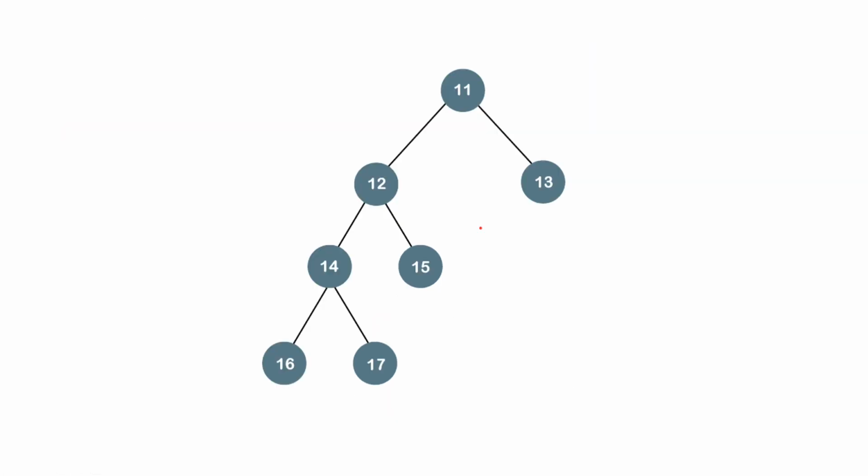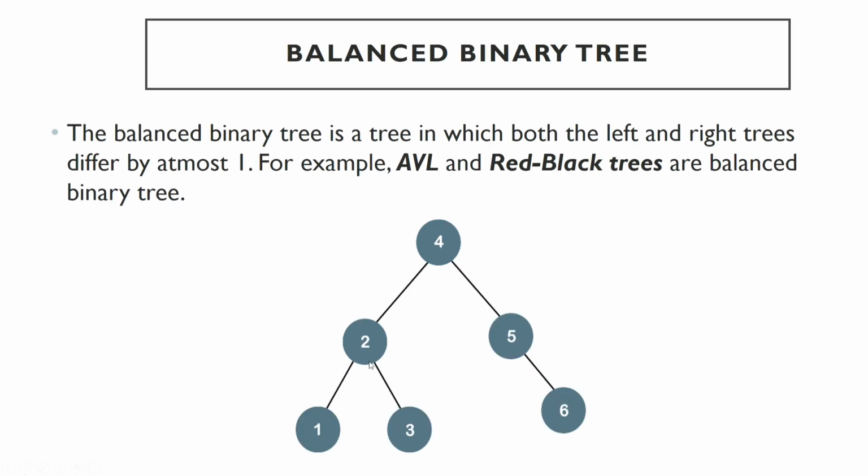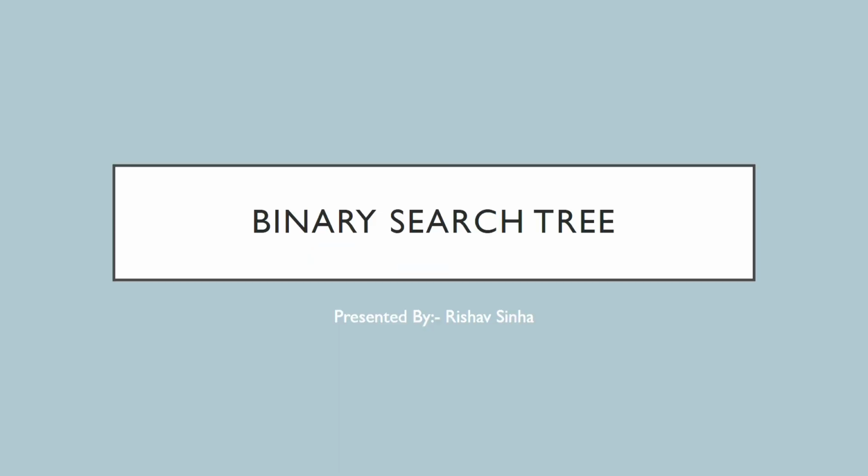Again, this tree is not a balanced binary tree. Why? Because the difference between the left subtree and the right subtree is greater than 1. Okay, so if I differentiate this, then it will be greater than 1, right? So these are the examples of binary trees. Now we will look at the binary search tree.